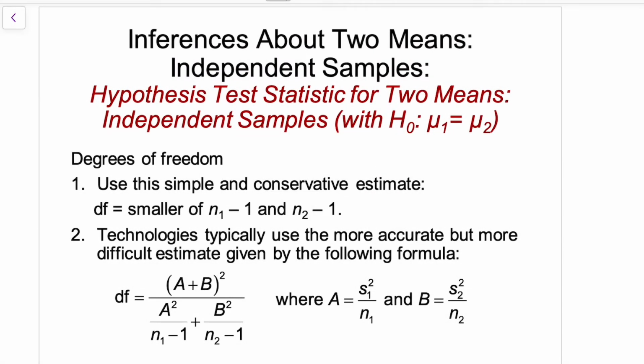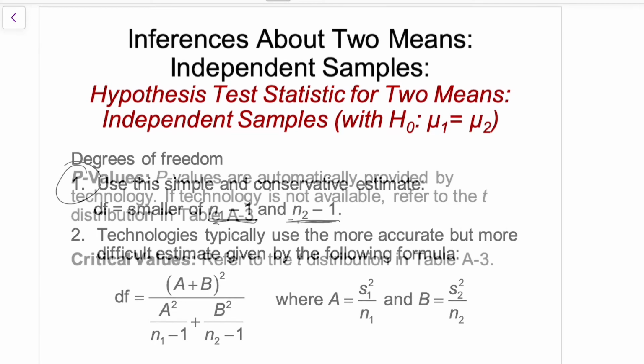If we recall from Chapter 8, when hypothesis testing about a mean, we needed a degrees of freedom. Because we were dealing with a t-test, we needed to know the degrees of freedom for our sample. However, now we have two samples, and so we can use one of two methods to compute the degrees of freedom. And we will use this first case. It is a simple, more conservative estimate. The degrees of freedom will be whichever is smaller, n sub 1 minus 1 or n sub 2 minus 1. That will make it much easier to compute the degrees of freedom.